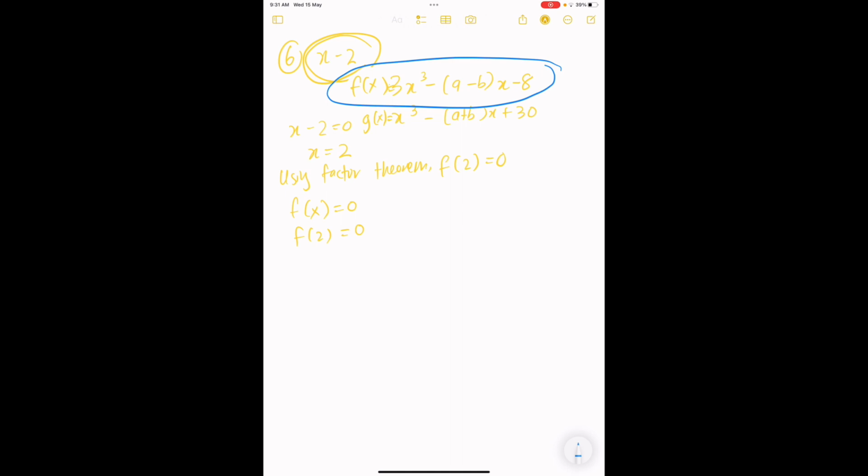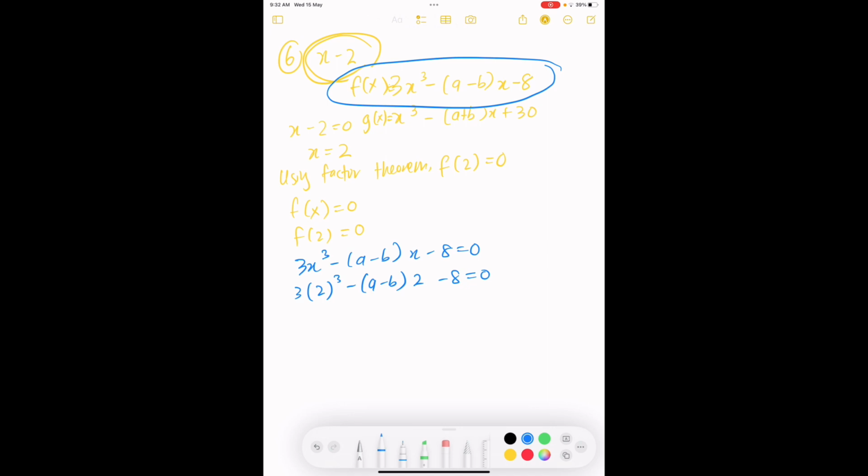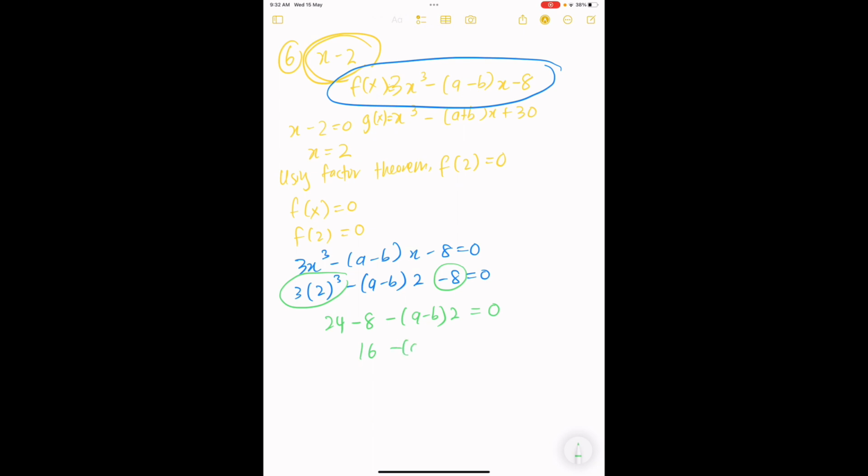Okay, so x cubed minus (a minus b)x minus 8 equals 0. Okay, put x to 2. Change or substitute x to 2. 2 cubed minus (a minus b) times 2 minus 8 equals 0. Okay, then you solve number with number. This one and this one can be solved. You will get 8 minus (a minus b) times 2 minus 8 equals 0. Okay, so here you will have 16 minus (a minus b) times 2 equals 0.